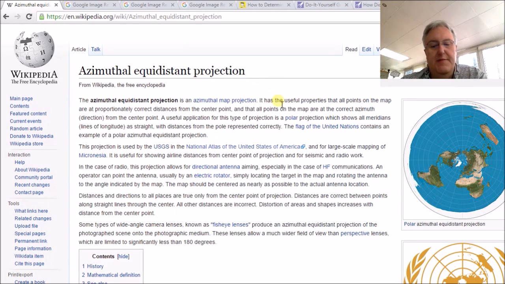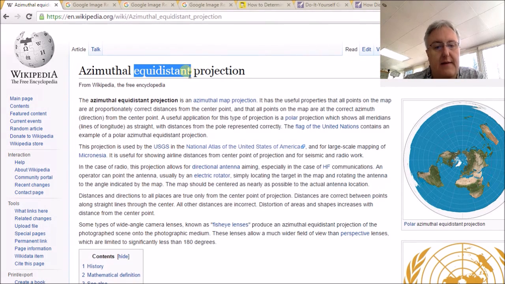Azimuthal equidistance projection map, sometimes it's known just as the AE map. I just want to warn all the flat earthers out there that this is actually a ball earth map. I know it seems weird because it looks flat, but don't fall for the bait, okay? And I just want to give a shout out to Rob Skiba. Thanks, Rob, for bringing this to our attention.